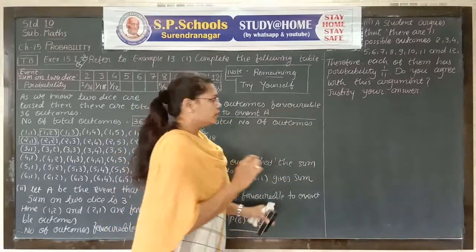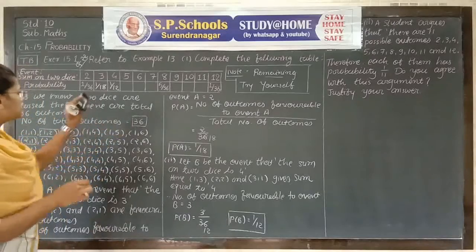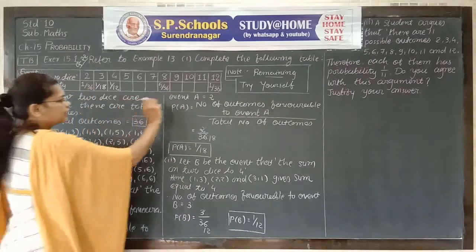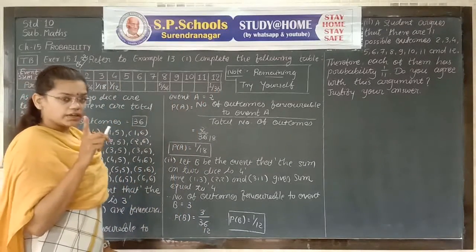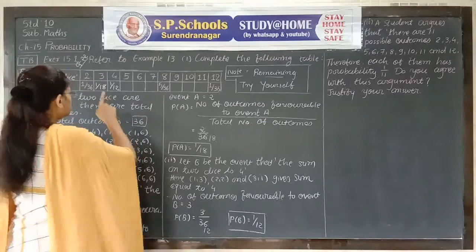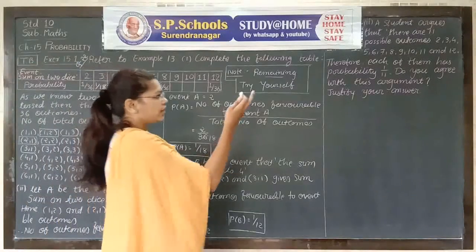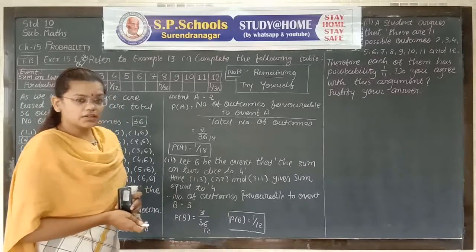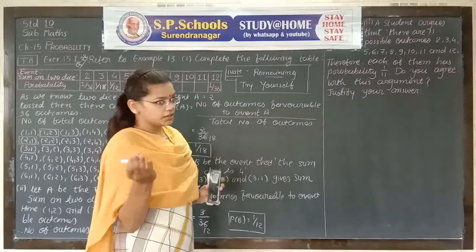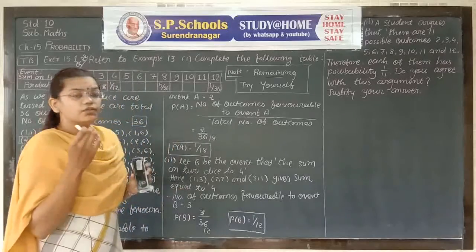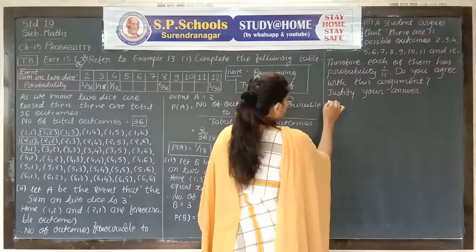Justify your answer. First of all, we don't agree with this argument because we have to see that the sum on two dice being 2 and the sum on two dice being 12 are the only equally likely outcomes. But 3, 4, 5, 6, 7, 8, 9, 10 and 11 are not equally likely outcomes. That's why the probability does not equal 1 upon 11. The 2, 3, 4, 5 up to 12 are not equally likely outcomes. They are the favorable outcomes for the sum on two dice. Therefore, first of all, we have to write our answer.